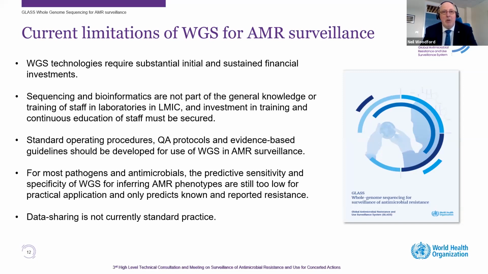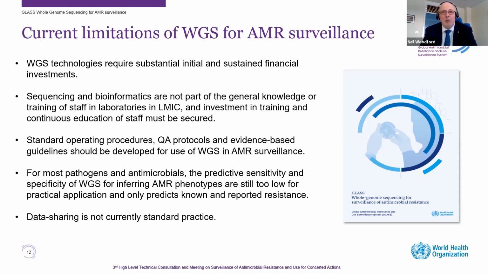And I've already said that for most pathogens, including those in GLASS, and for most antimicrobial agents, the predictive sensitivity and specificity of data generated through whole genome sequencing is not sufficiently high to allow quantitative measures of AMR phenotypes to be predicted with sufficient certainty. You could probably do it for some organisms on a qualitative basis, inferring susceptibility or resistance to some level, but you wouldn't be able to predict an MIC or a zone size, for example.